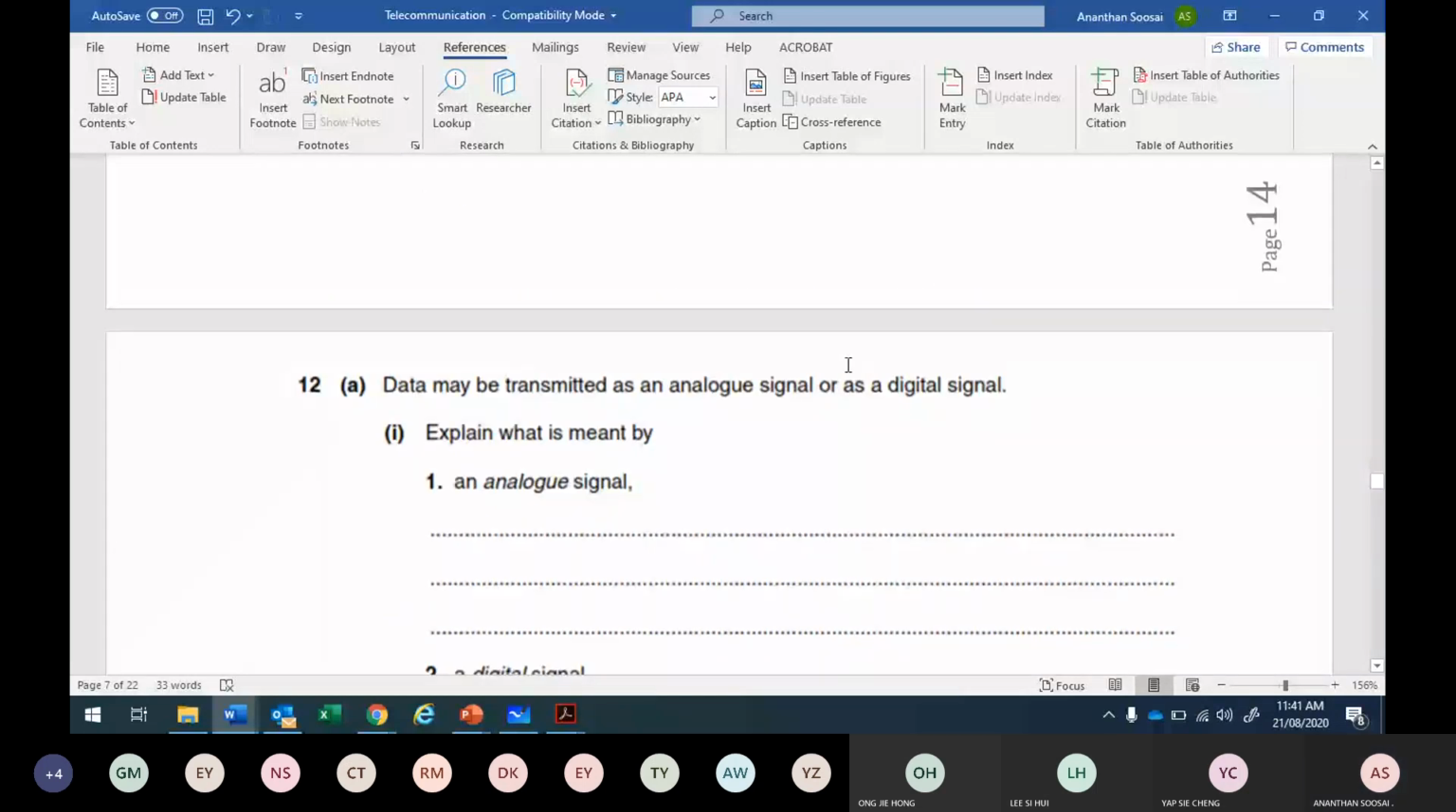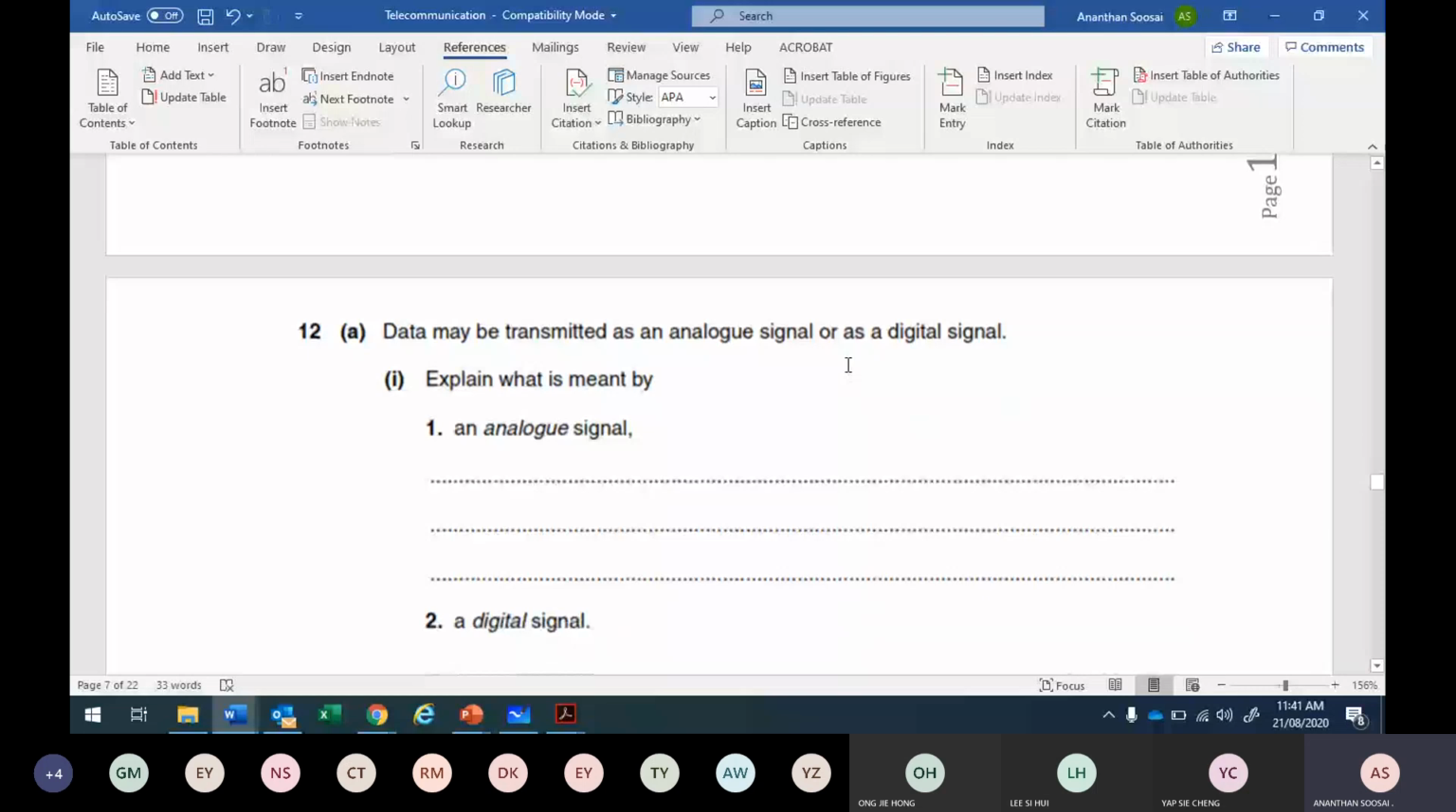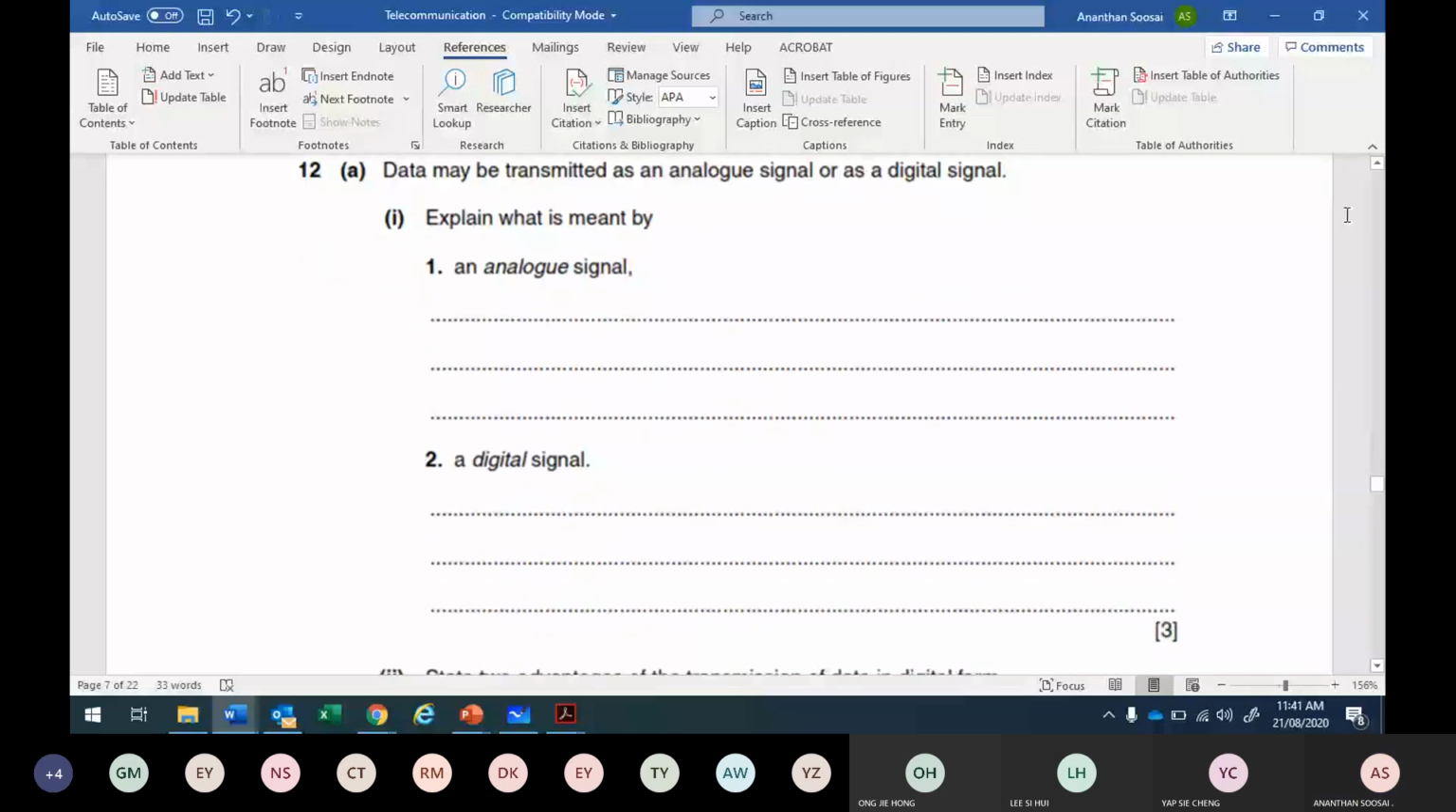Okay. 12A. What's your answer? Explain what is meant by analog signal. So analog signal is a type of signal where the voltage or the power varies continuously with time. What is digital signal? It's a type of signal which has a series of high and low voltage values. It's digital signal.